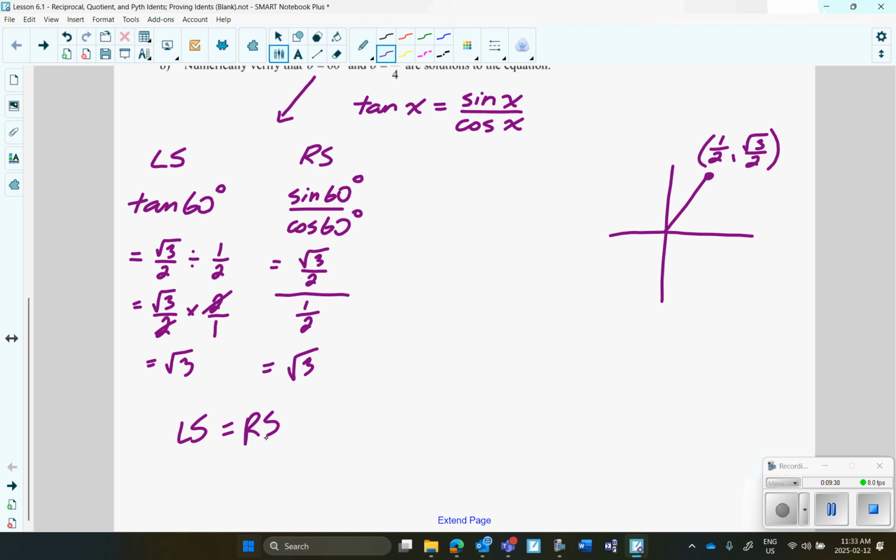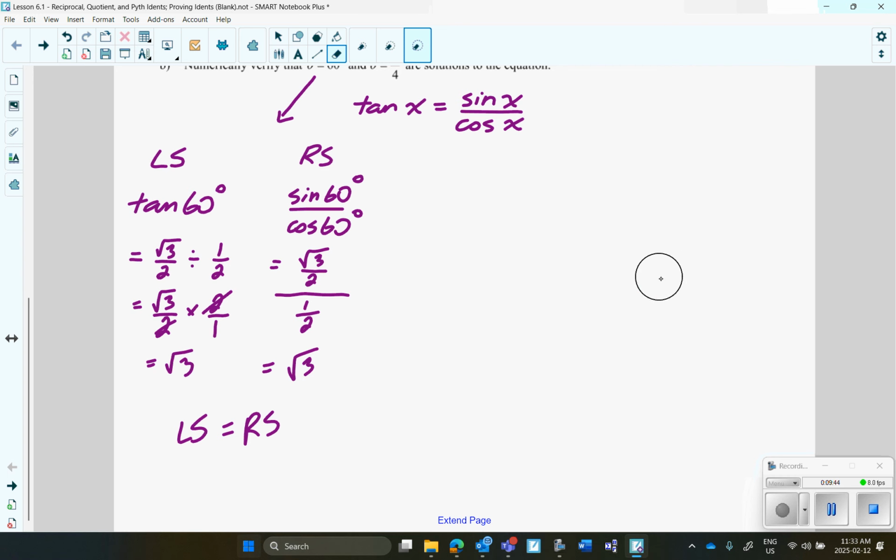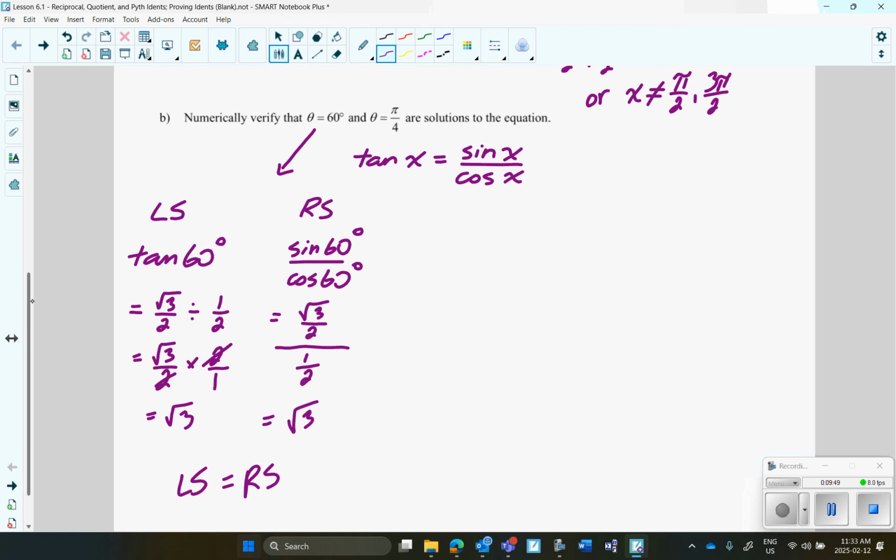But does it work for every angle? Ideally, it should. But let's try another angle and see if it works again. This time, instead of a degree, we're going to do a radian. So on the left side, which is tan x, we're going to find tan of pi over 4. What point on the unit circle corresponds to pi over 4?